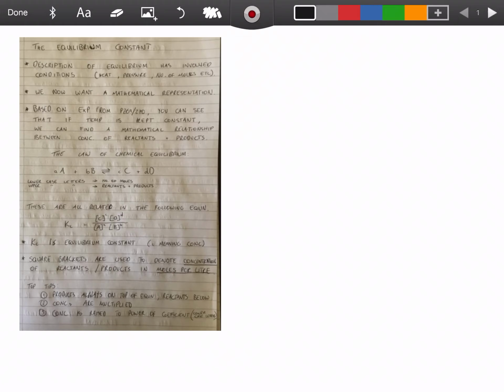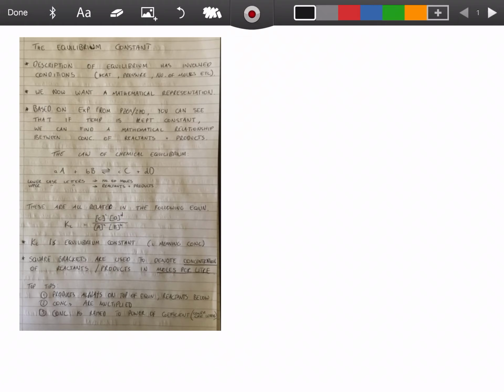a mathematical representation or a numerical value that has some kind of relationship to what the equilibrium in a reaction means. So based on the previous Le Chatelier's principle experiment that you looked at for me last week, you can see that if the temperature is kept constant, we have a specific relationship between reactants and products, and we can put a mathematical value on that. The idea is that in that experiment specifically, if we cooled it down, the reaction went one way. If we heated it up, the reaction went a different way.